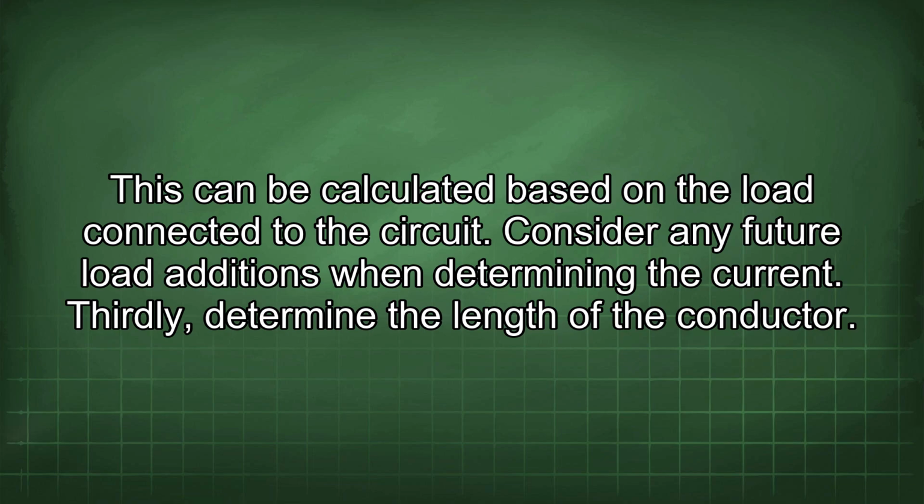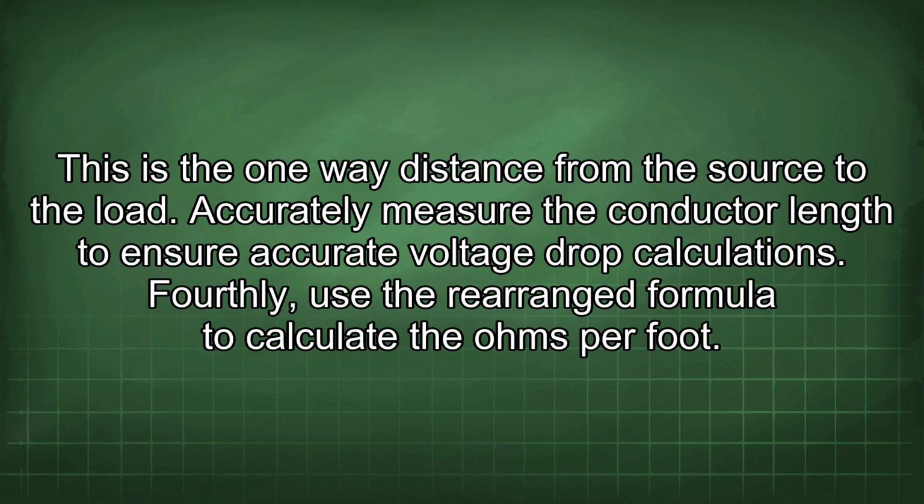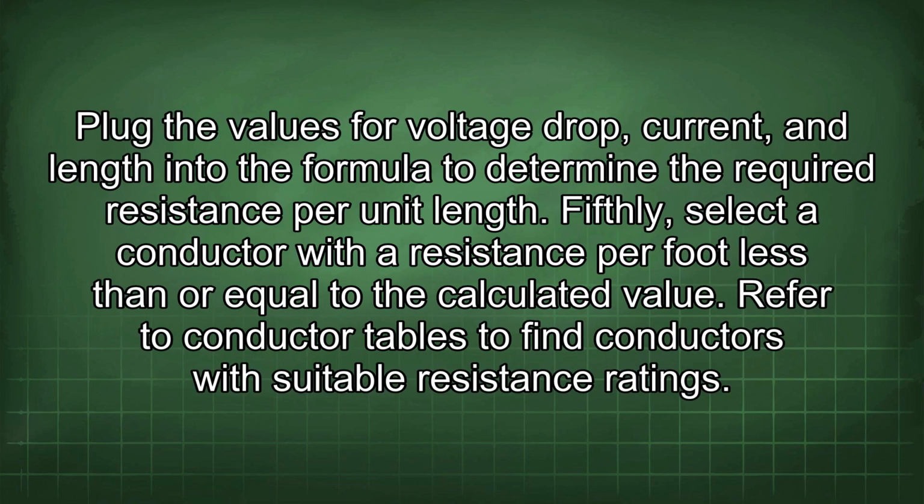Thirdly, determine the length of the conductor. This is the one-way distance from the source to the load. Accurately measure the conductor length to ensure accurate voltage drop calculations. Fourthly, use the rearranged formula to calculate the ohms per foot. Plug the values for voltage drop, current, and length into the formula to determine the required resistance per unit length.